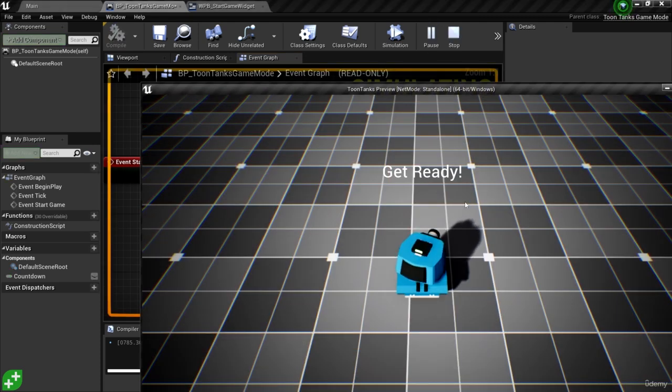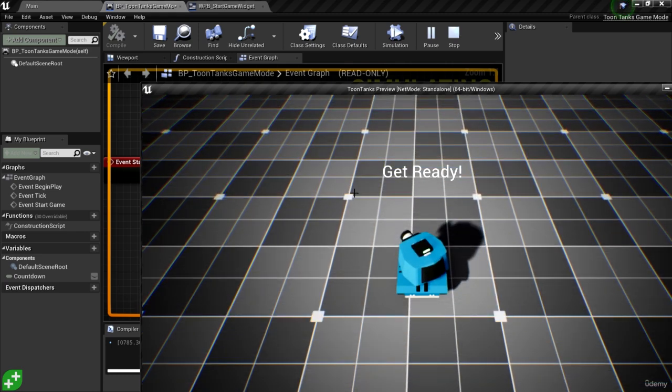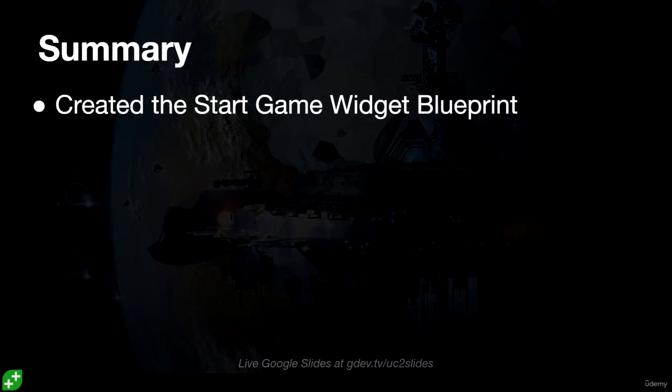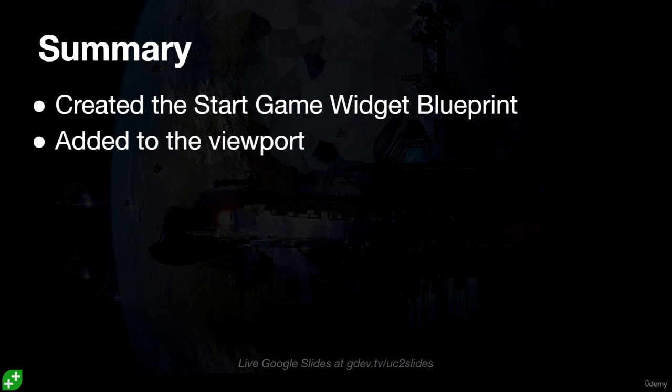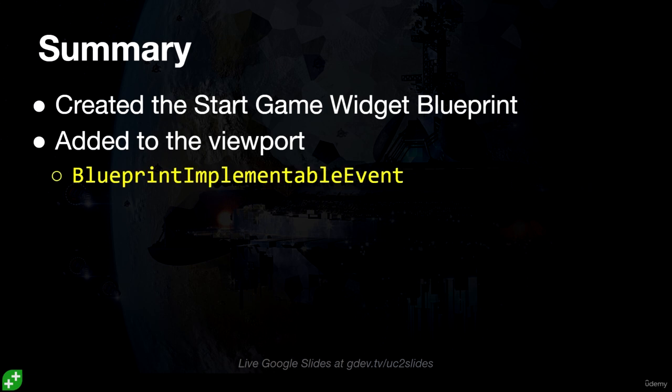Now we mentioned that this is going to show a countdown timer, but we haven't implemented that functionality just yet. So that's coming soon. So in summary, we created the start game widget blueprint, and for now it just has text on it that says get ready. We also used a create widget node and an add to viewport node to add this widget to the viewport so we can see it as soon as the game starts, and we initiated this functionality using our blueprint implementable event that we created in the game mode C++ class called start game.